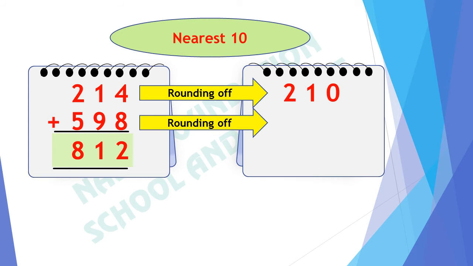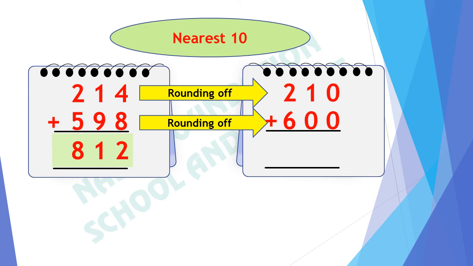If we round off this number 598 to the nearest 10, we will consider the digit in units place, and that is 8. As 8 is greater than 5, it means 9 will be rounded up and it will become 600. In 9, if we add 1, we get 10. That will be carried forward to hundreds. It will become 600.